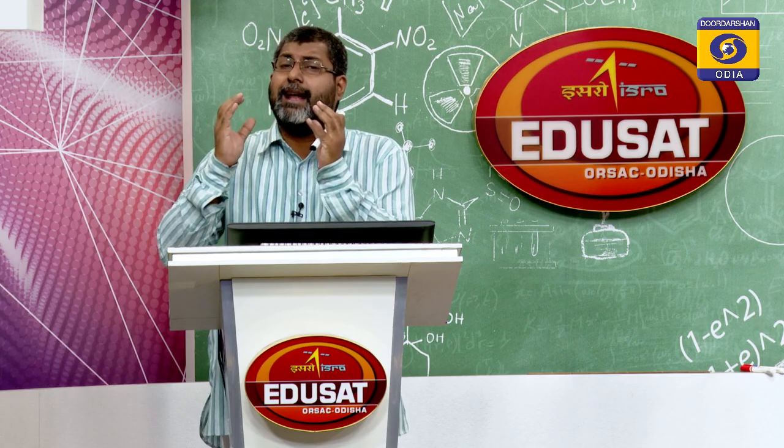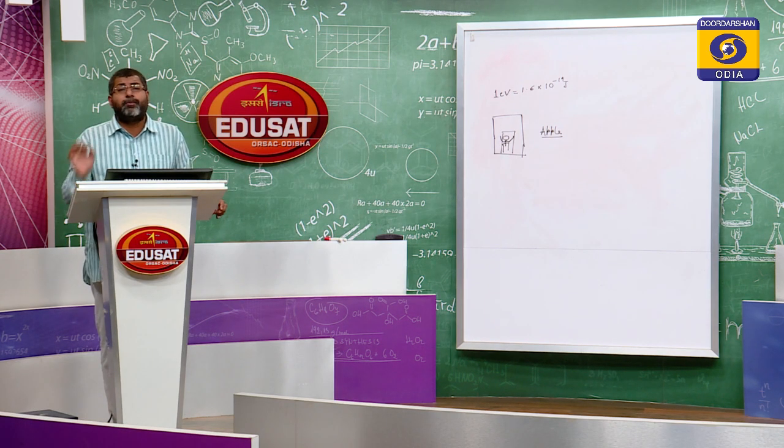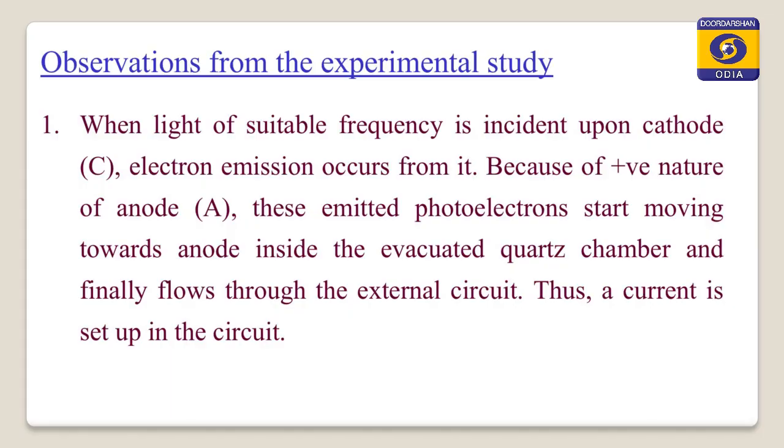If we analyze the figure of the experimental setup, you will find that it consists of a glass chamber, a quartz chamber in which there is a window, and there are two electrodes there. There is a cathode and there is an anode, and the anode is maintained at a positive potential with respect to the cathode. Now, what happens here? When a light is allowed to fall upon the cathode, if the light is also of a suitable frequency, then it causes the electron in the cathode or photometal to come out of the surface. And since the anode is at a positive potential with respect to the cathode, these electrons start moving toward the anode and thus set up a current in this circuit.